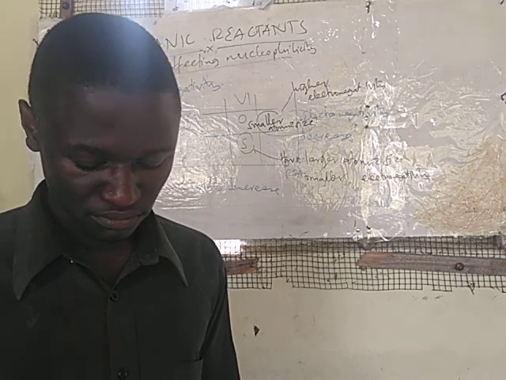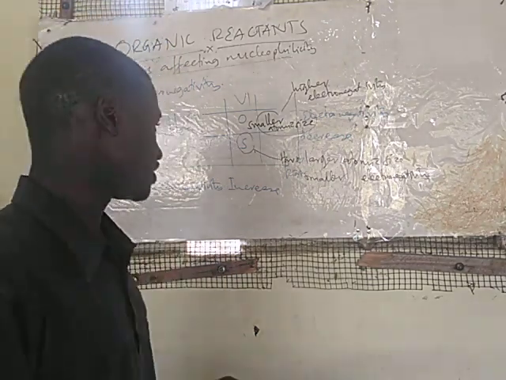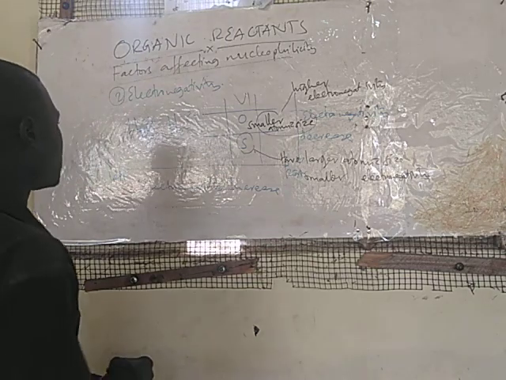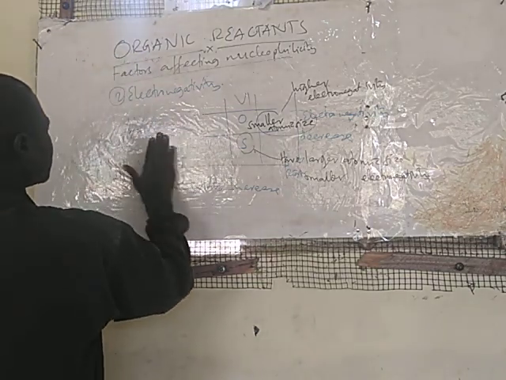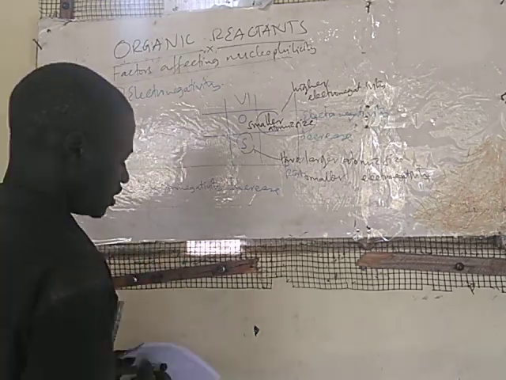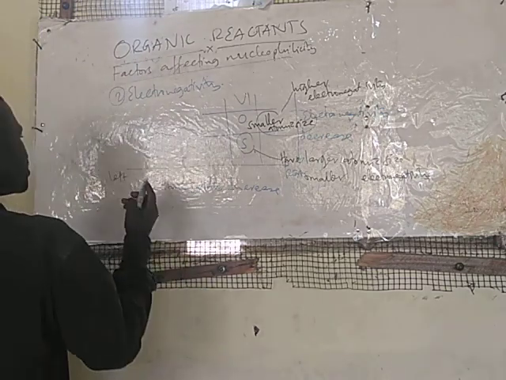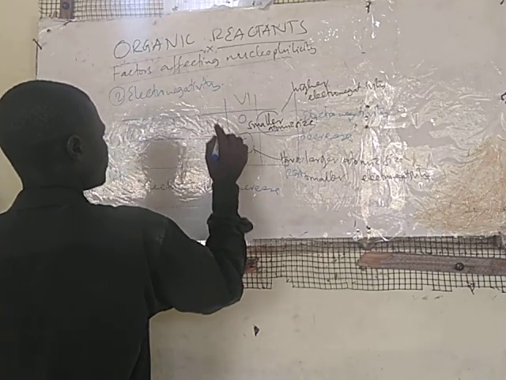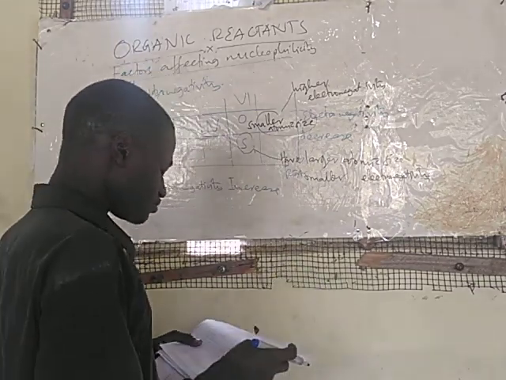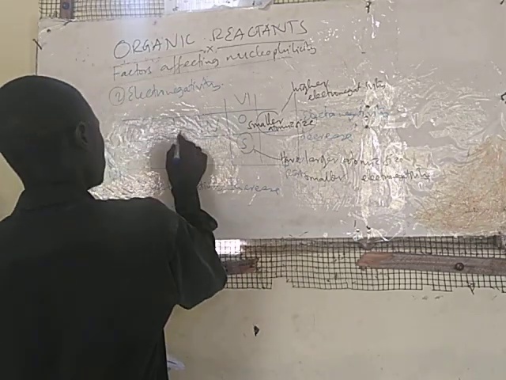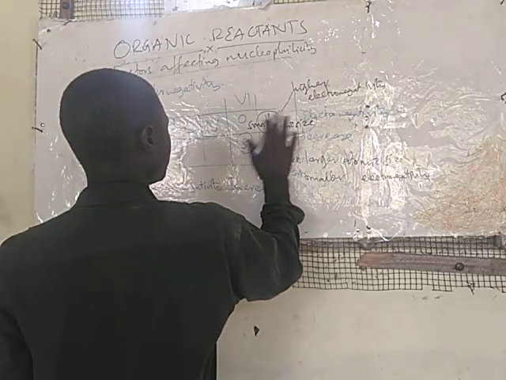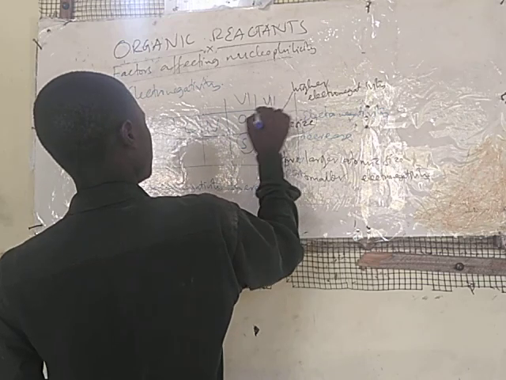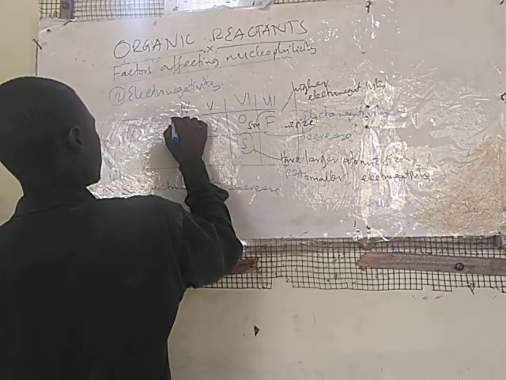So what we are saying, we can also differentiate. For example, we have given you examples in the same group, but we may have examples in the same period. For example, here in period 2, we have carbon, we have nitrogen, which is group number 5, we have oxygen, which is group number 6, then group number 7 we have fluorine, and group number 4 is carbon.